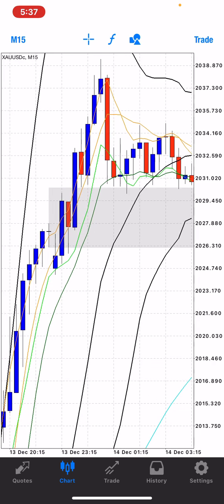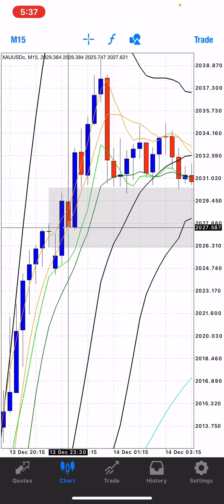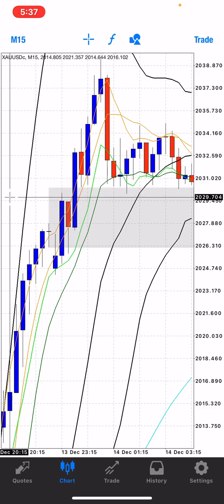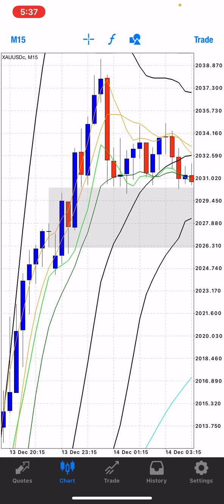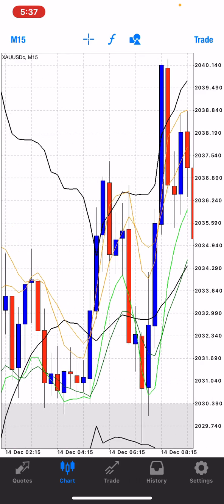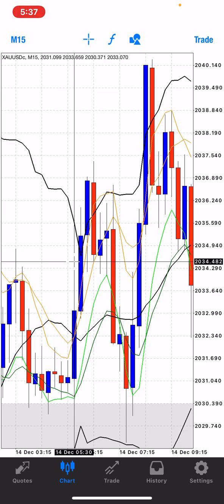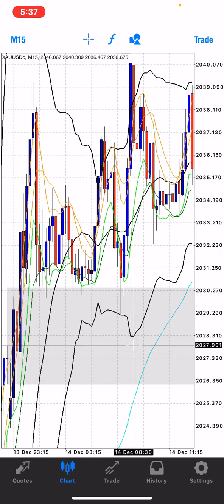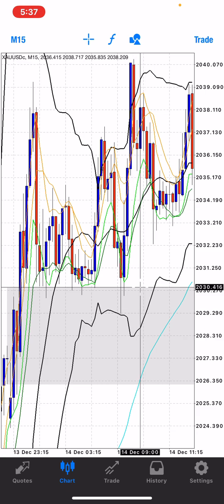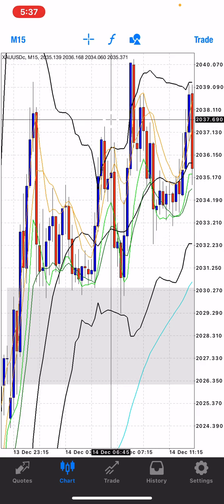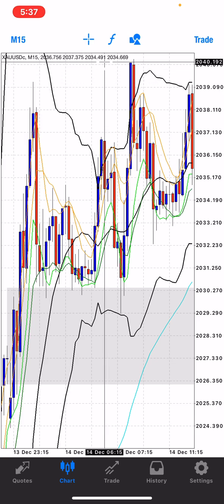If you notice, there's another block here. It broke structure. It broke other structure behind this. I don't want to go back in time frame again. It broke structure, and then it has been reacting to this zone, and then what happened? It reacted finally, and it gave us almost 100 pips, I think. Let's see, 10, 20, 30, 40, 50, 60, 70, 80, 90, 100 pips.